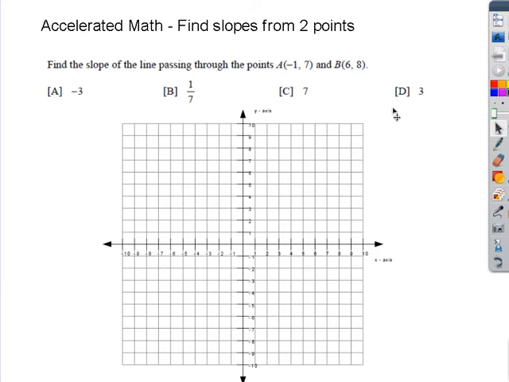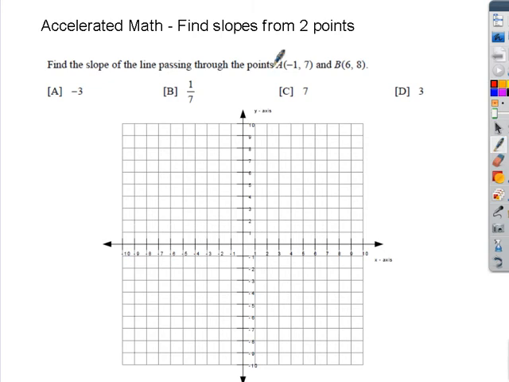Hello, this is Accelerated Math. Find slopes from 2 points. What you're doing is finding the slope of the line that passes through these 2 points. I don't want you to work them these ways, but I want you to get a conceptual understanding.